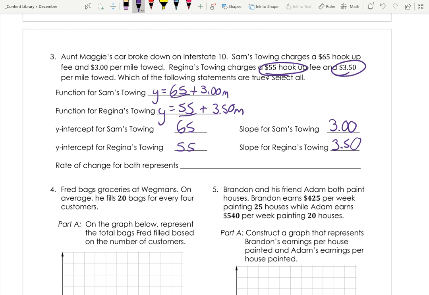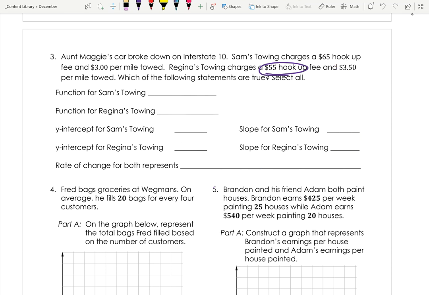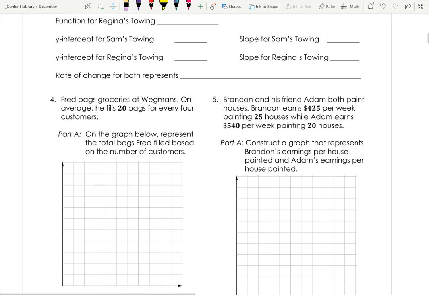Because obviously hers is going to be $3.50 per mile. The rate of change for both, in this case, would represent the money charged per mile. That will be the rate of change here, because that's what the $3 and the $3.50 represent, right? The amount of money that's being charged per mile.